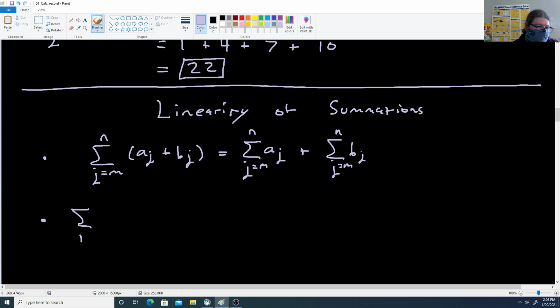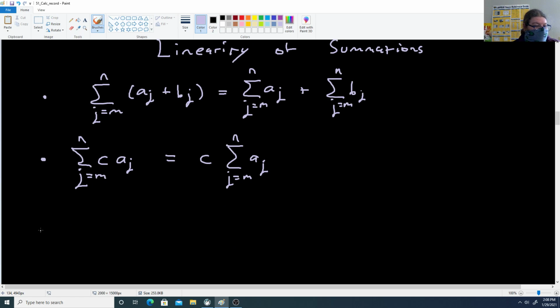Just like derivatives and integrals, if you have a constant, so c times some a_j, you're able to push the constant out front of your summation. And so we get that would be c times the sum of a_j.